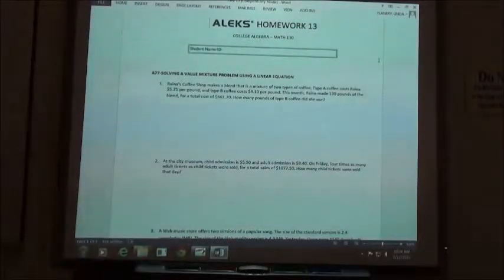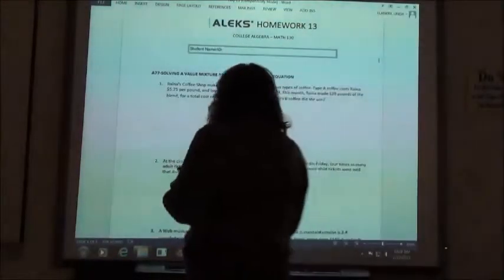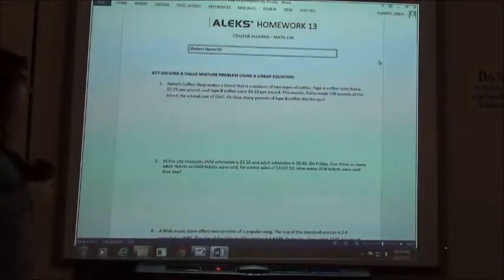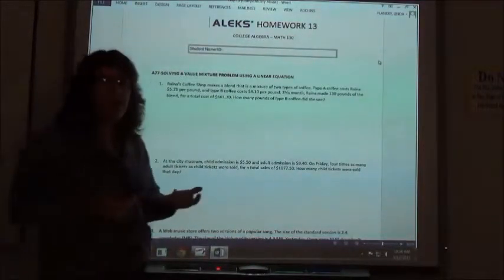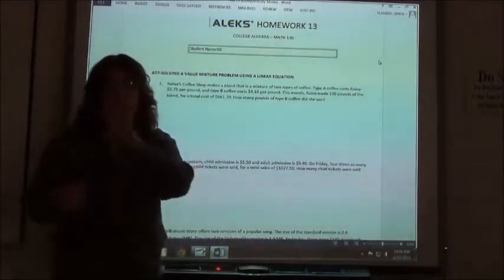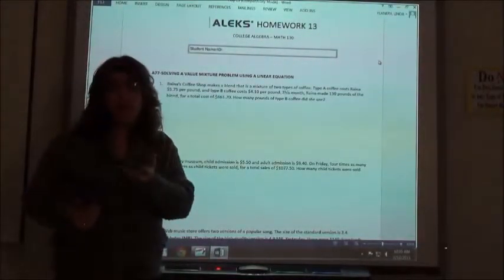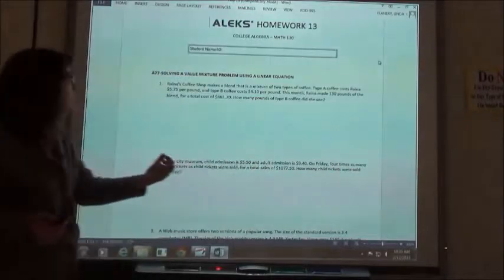Homework 13, more word problems. Solving a value mixture problem. So a value mixture problem is like the ones where you have costs involved, and that if I have 3 pounds that cost me $2 a pound, the value of my purchase is $6.